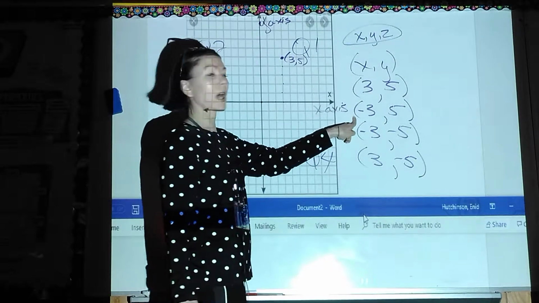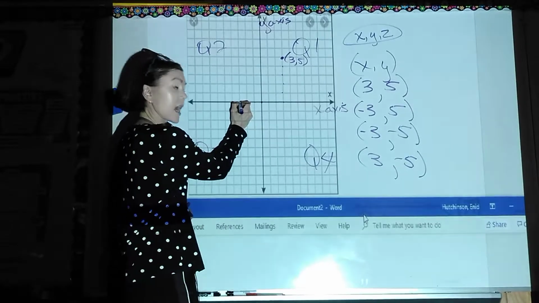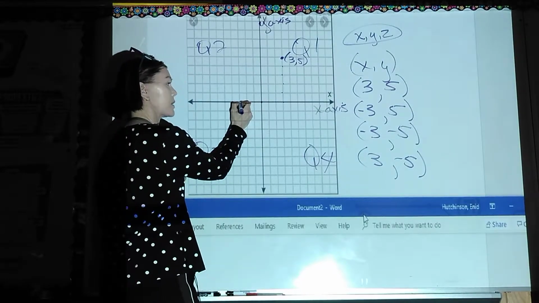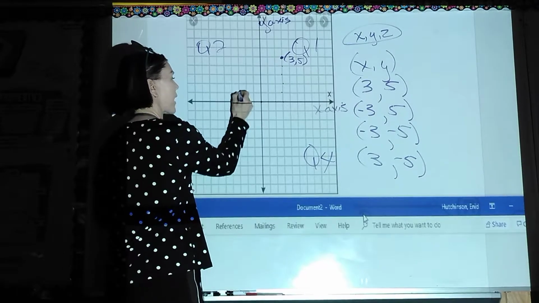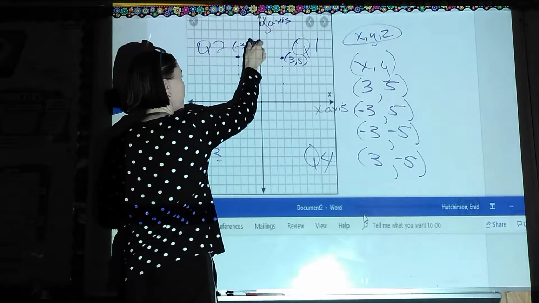Now we're going to plot (-3, 5). So here you're going to go negative 3 on the x-axis, because the x-axis comes first. And then you're going to go up 5: 1, 2, 3, 4, 5. Put the dot, negative 3, positive 5.